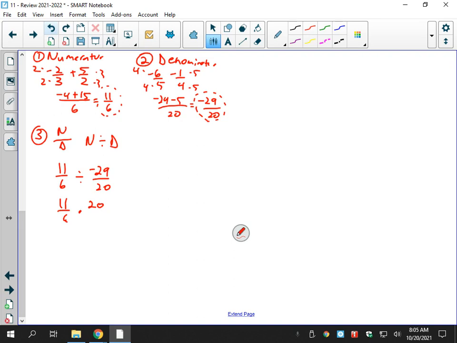Oh my gosh, for the first time ever, I didn't leave my negative up top in the numerator. Let me fix that for myself. 6 and negative 20, common factor is 2. 6 divided by 2 is 3. Negative 20 divided by 2 is negative 10.